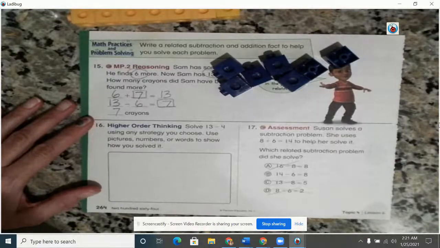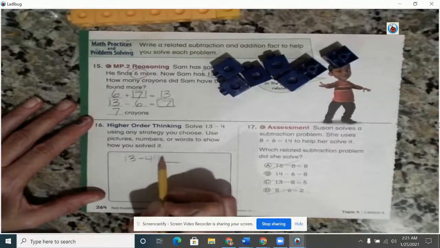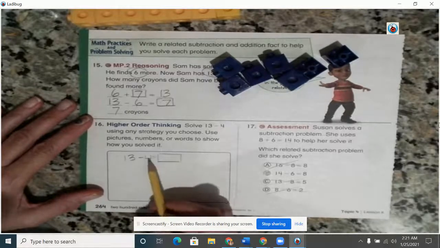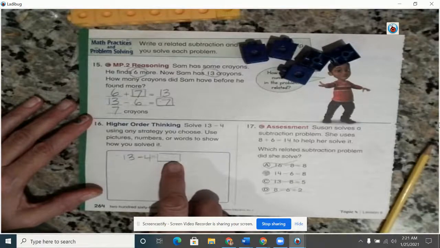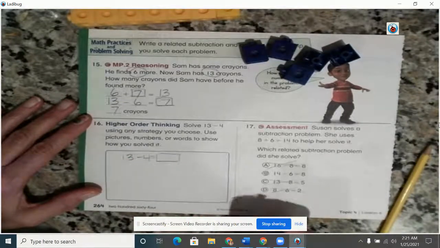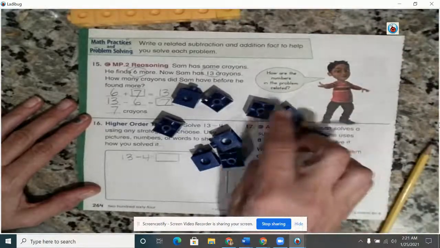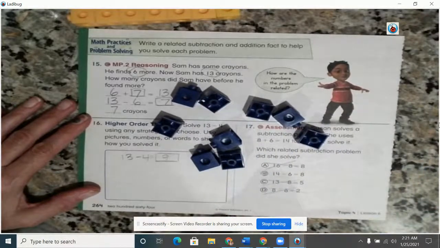So if you paused it and did this on your own, there's a lot of different ways you could do it. 13 minus 4 equals something. And one way, if you're going to use addition to figure this out, something plus 4 equals 13. So we can do 4 and just count on to find out what the missing part is. Okay, so 4, 5, 6, 7, 8, 9, 10, 11, 12, 13. 1, 2, 3, 4, 5, 6, 7, 8, 9. And that was using cubes.